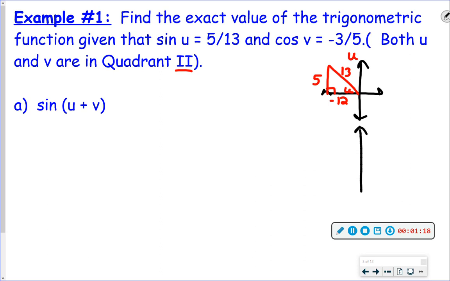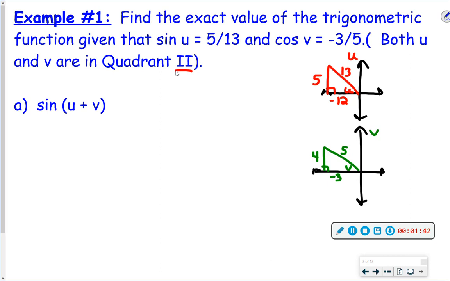And I'm going to put a negative on the 12 just due to its location being on the left of the x-axis. Now I'm going to draw a triangle again in quadrant 2 for v. So I'm going to label this one v. And we know the cos of v is -3/5. Cos, adjacent over hypotenuse. Of course, it's a 3, 4, 5 right triangle. So we need those.